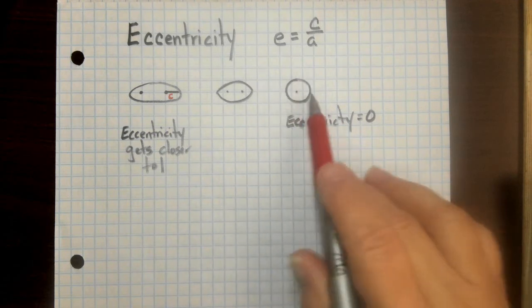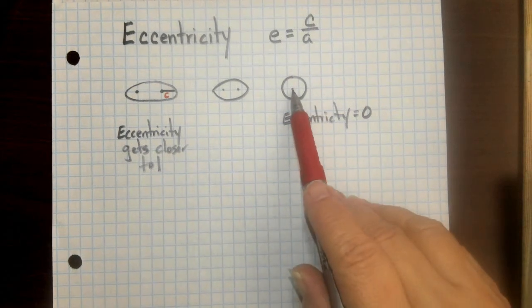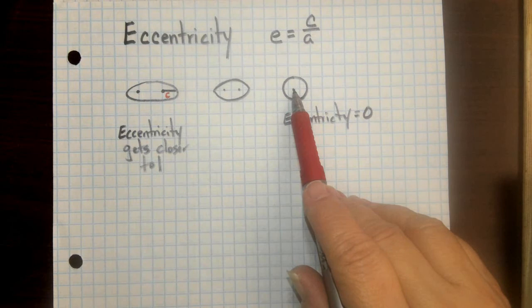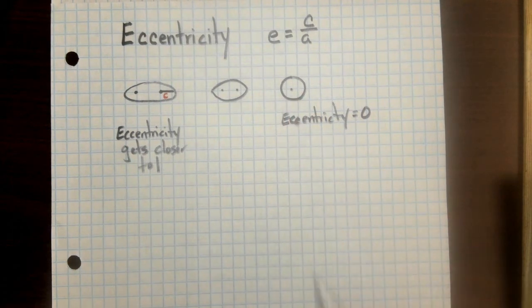So a circle is a special type of ellipse. A circle is an ellipse, but it's a special ellipse because it only has one focal point, which is actually right in the center of the ellipse. So the eccentricity is 0. Think about eccentricity as being like just how spread out that ellipse is.